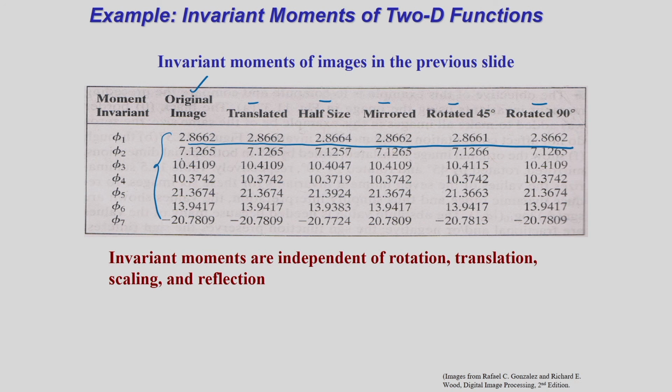Similarly, if I consider the second moment, phi 2, that is also almost constant for all these cases. Except for the mirrored image, this value is positive, but here this value is negative. So from this you can see that I have the 7 invariant moments for representing a particular image. These invariant moments are independent of rotation, translation, scaling and reflection.